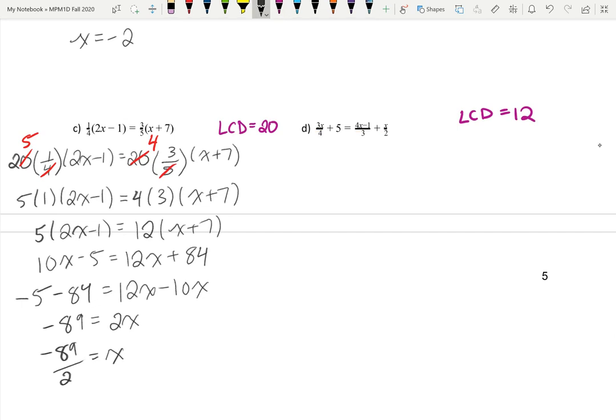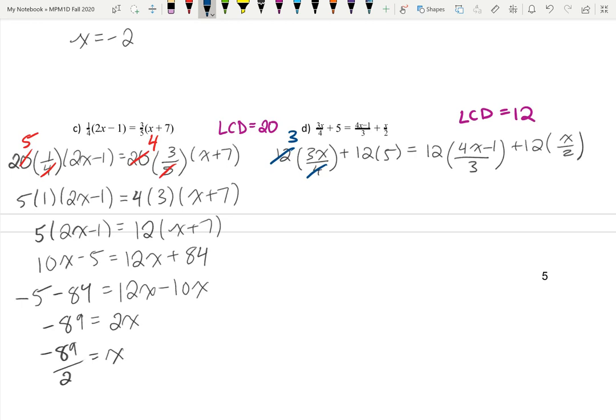So the next line is 12 times 3x over 4 plus 12 times 5 is equal to 12 times 4x minus 1 divided by 3 plus 12 times x over 2. So all the terms got multiplied by 12. Okay. All right. Let's get rid of our fractions now. 12 divided by 4 is 3. 12 and 5, that's good. And there's no fraction here, so we're fine. 12 divided by 3 is 4. And 12 divided by 2 is 6.